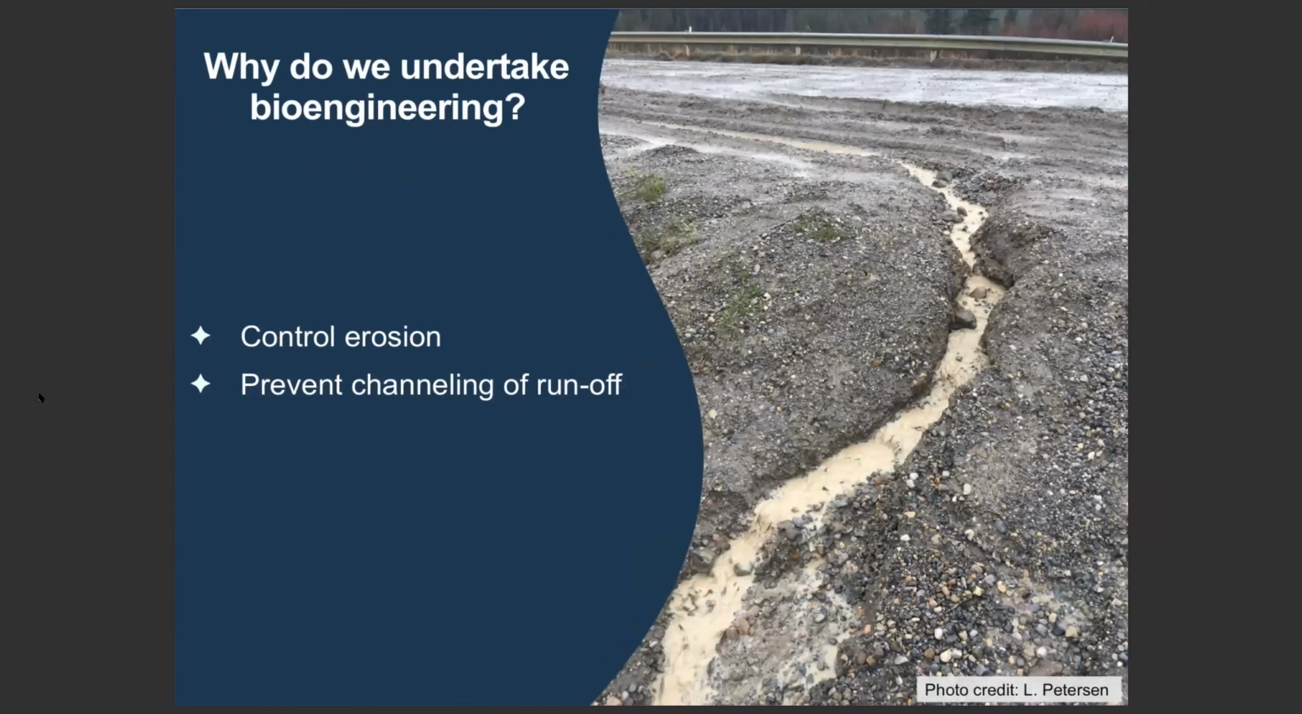So why do we undertake bioengineering? Well, it controls erosion, it prevents channeling of runoff, like you can see here on the photo on the right. This is actually the Highway 40 Forestry Trunk Road. And you can see a lot of runoff after a rainfall event, and that runoff used to end up right in the creek.